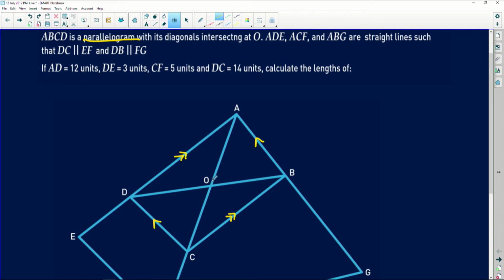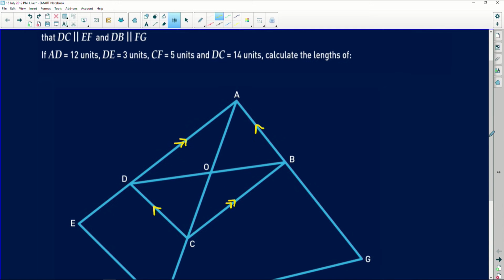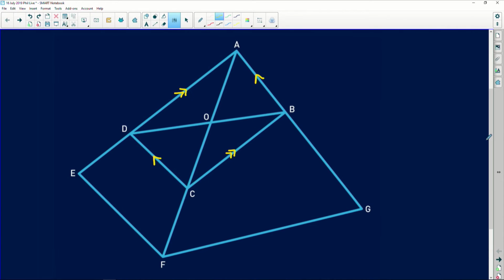It also says that ADE, AC and F is at the bottom here, and ABG are straight lines. That's very important just so that you know that these form complete straight lines. They're not weird disjointed lines that could make your angles go all pear-shaped. It says that they are straight lines such that DC is parallel to EF. So if we look at our diagram, DC is parallel to EF.